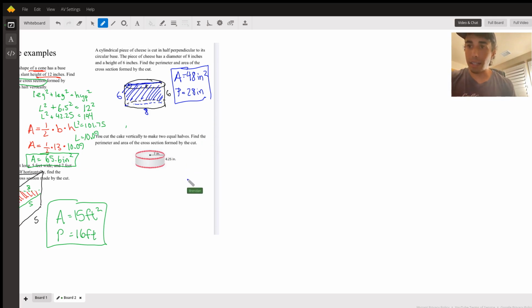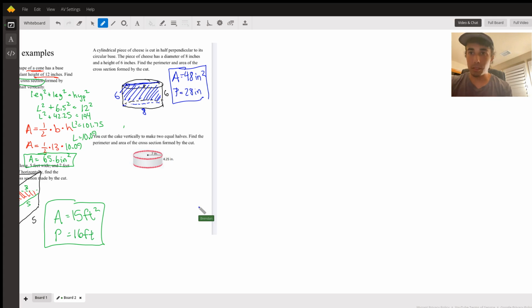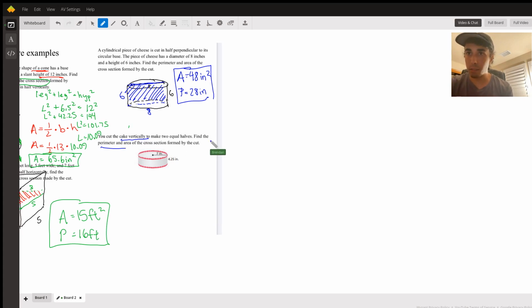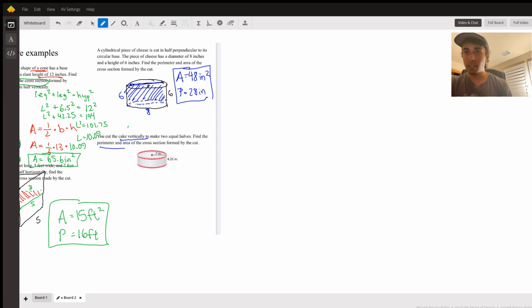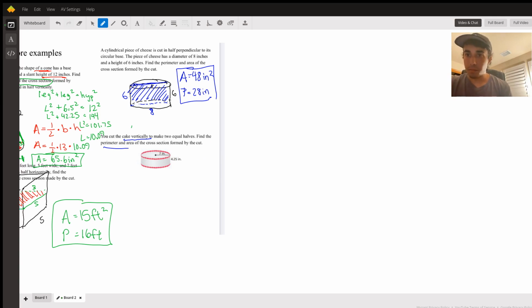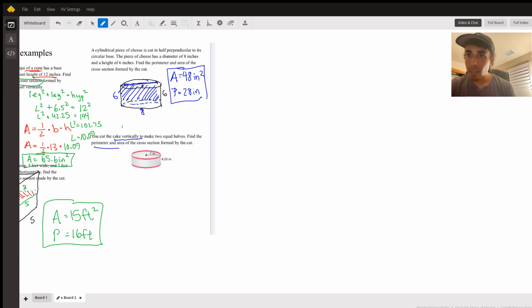Let's see what we got. Again, this is actually very similar. So it says you cut the cake vertically to make 2 equal halves. Find the perimeter and area of the cross section formed by the cut. All right. Let's see. The only difference this time is we've got the radius rather than the diameter. So think about if I'm going to cut it in half, I'm cutting it in half this way, right? We'll be looking at that half.